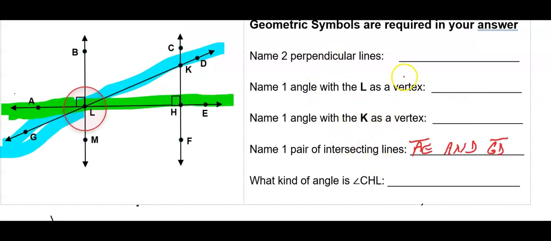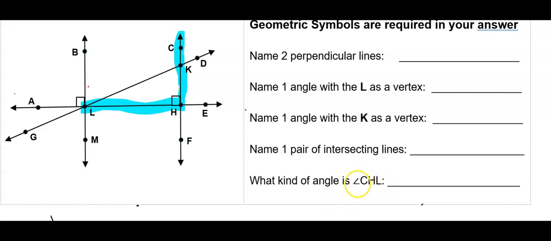Name one pair of intersecting lines. Remember, when 2 lines cross over at a particular point, they are intersecting. So I selected A and E and G and D, and the point that intersects is at L. And the last question is, what kind of angle is CHL? We know that would be a right angle.